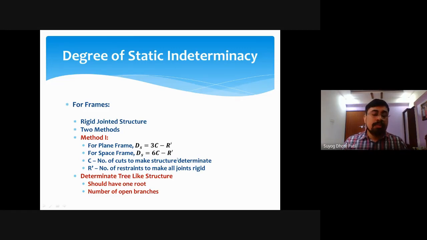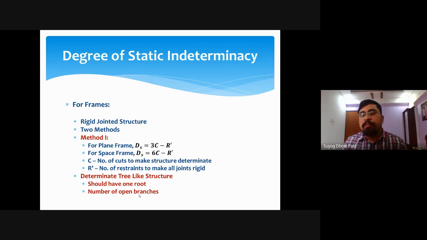In the previous slide, I have already displayed that capital R is the number of unknown reactions, and capital R dash is written as the number of restraints to make all joints rigid. Now this formula is given as 3c minus r dash and 6c minus r dash. For a particular frame, we have to calculate ds, that is the total degree of static indeterminacy. So we have this formula.